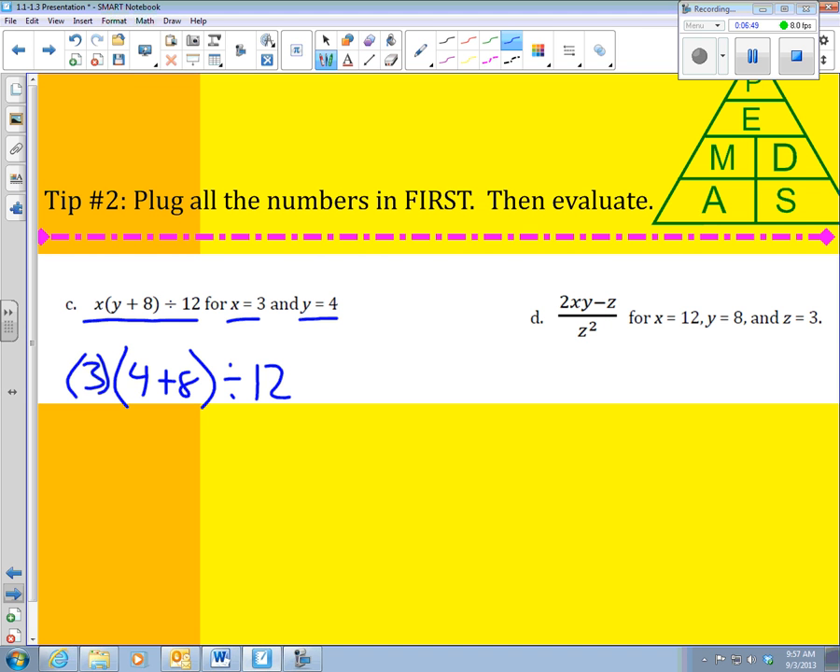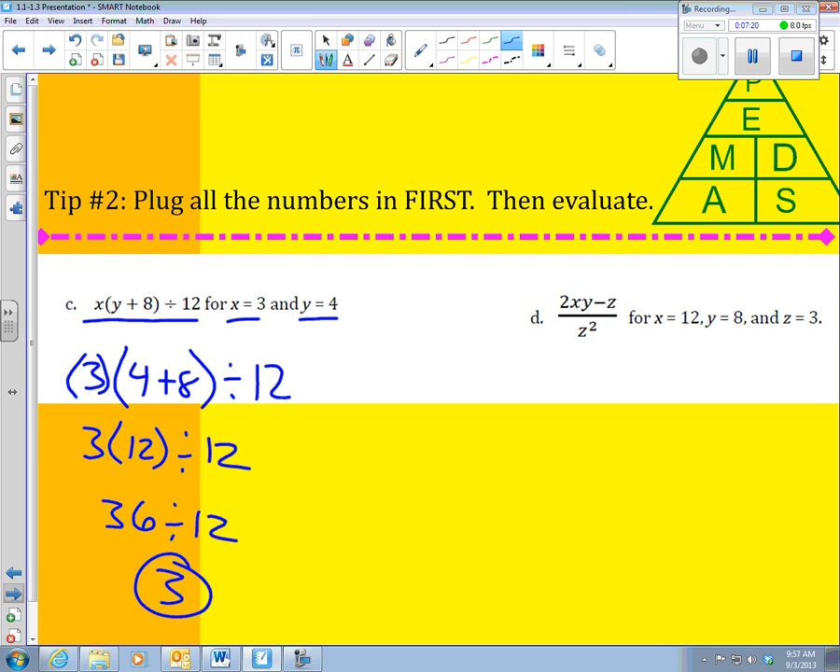Parentheses, I got some grouping symbols here, 4 plus 8. So it's 3 times 12 divided by 12. Left to right, I have multiplication, 3 times 12, and then I have 12 divided by 12. So I'm going to do the multiplication first because it's first, left to right. 3 times 12 is 36 divided by 12. 36 divided by 12 is 3.